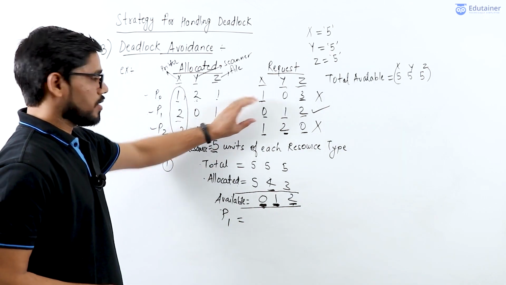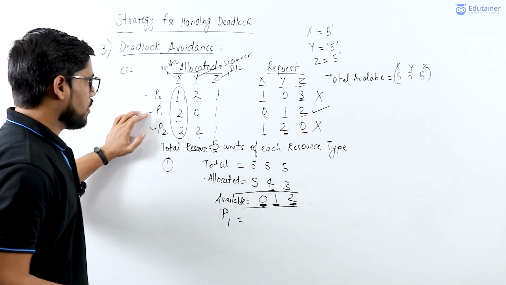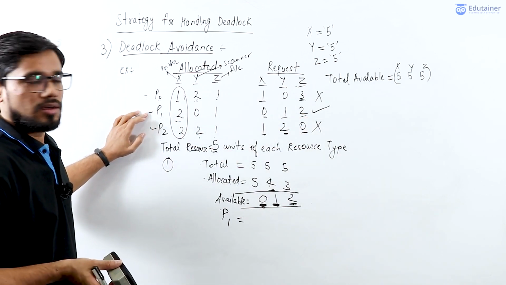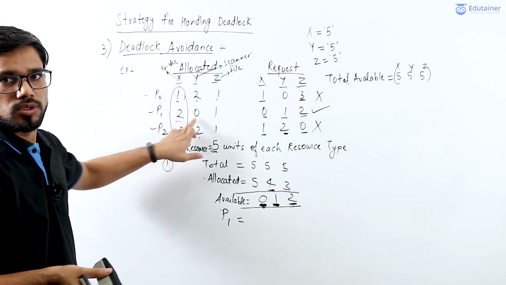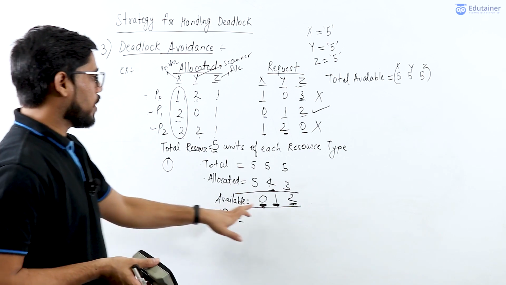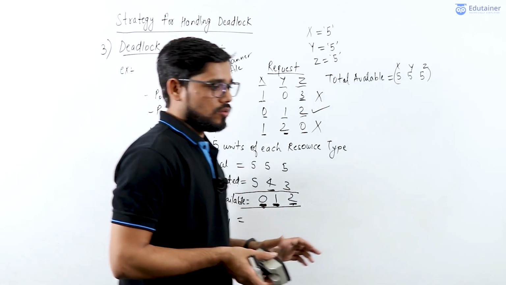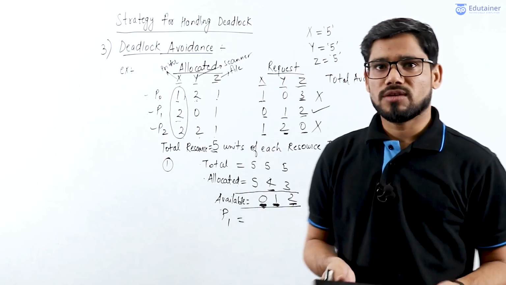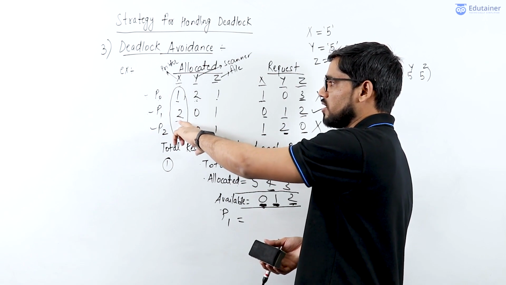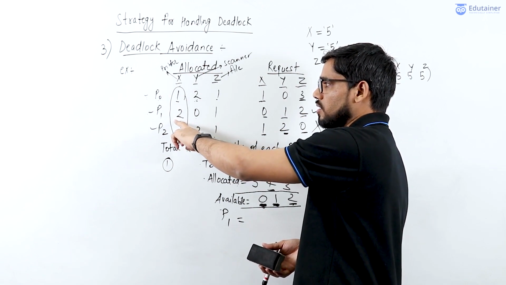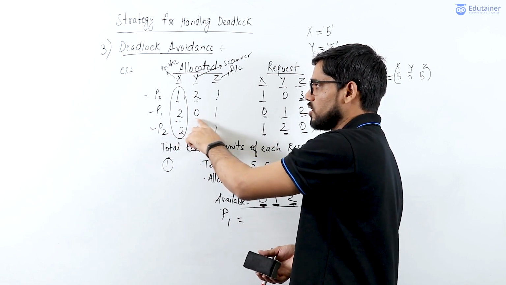Assume that if we allocate these resources 0, 1, 2 to process P1, then after completing the execution, process P1 will free up the resources 2, 0 and 1. So whenever you fulfill the request of any process, do not try to actually allocate them. Just assume that it is allocated and see what happens if the process is completed. After that, what instance of resources it will free up.